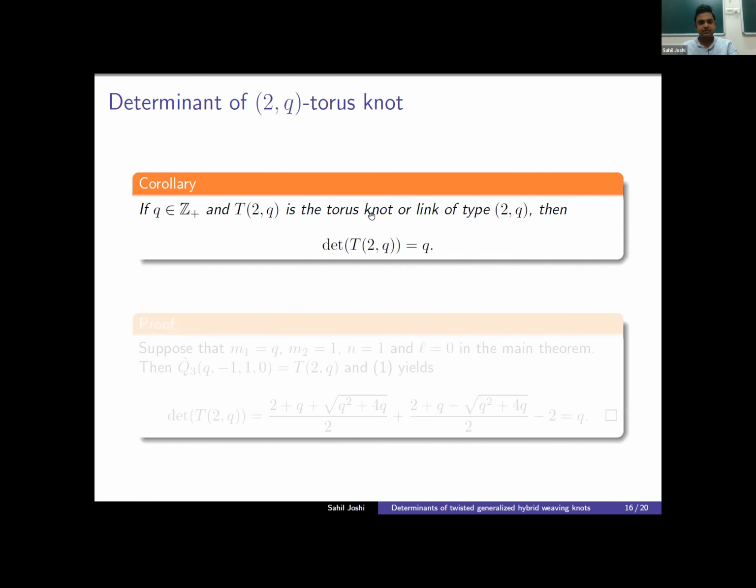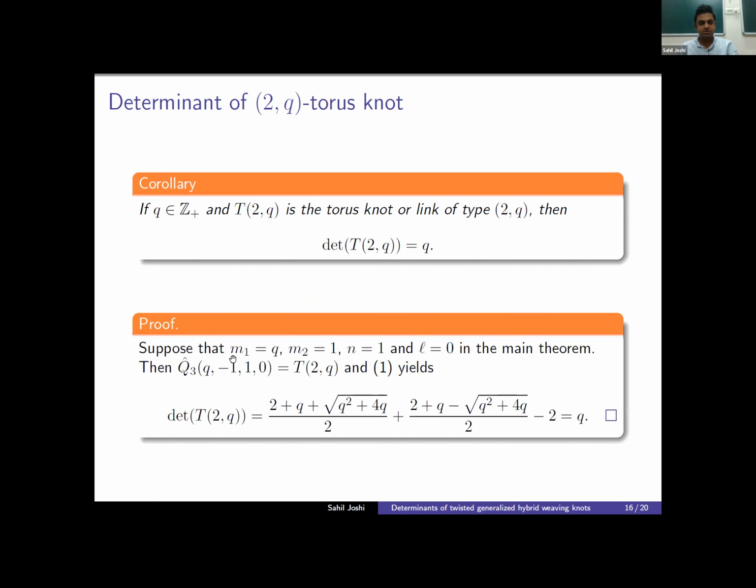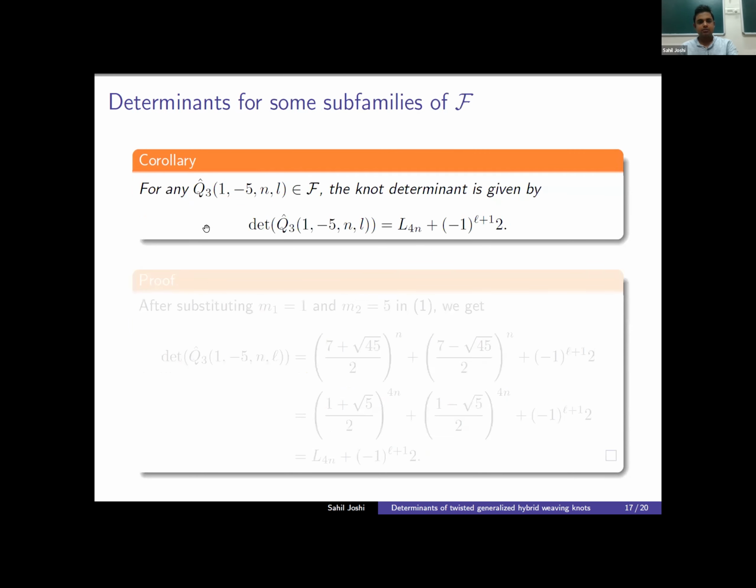Apart from this, we can also recover the determinant for the torus knots just by substituting M1 equal to q, M2 equal to 1, N equal to 1 and L to be 0. Then equation 1 yields the formula for the determinant of the torus knots and links of type (2, q). Moreover, we can consider this subfamily, and if I substitute these values, then we again get this determinant in terms of the Lucas numbers.